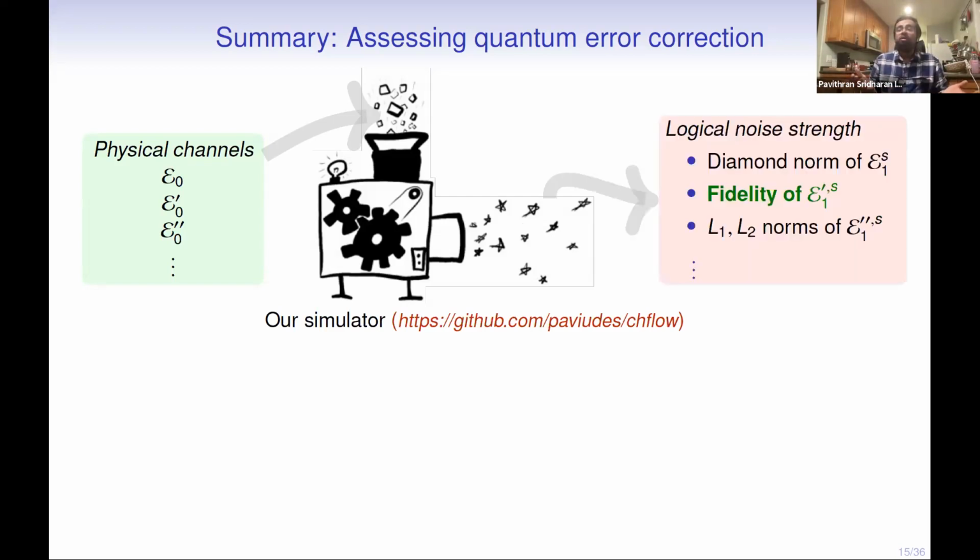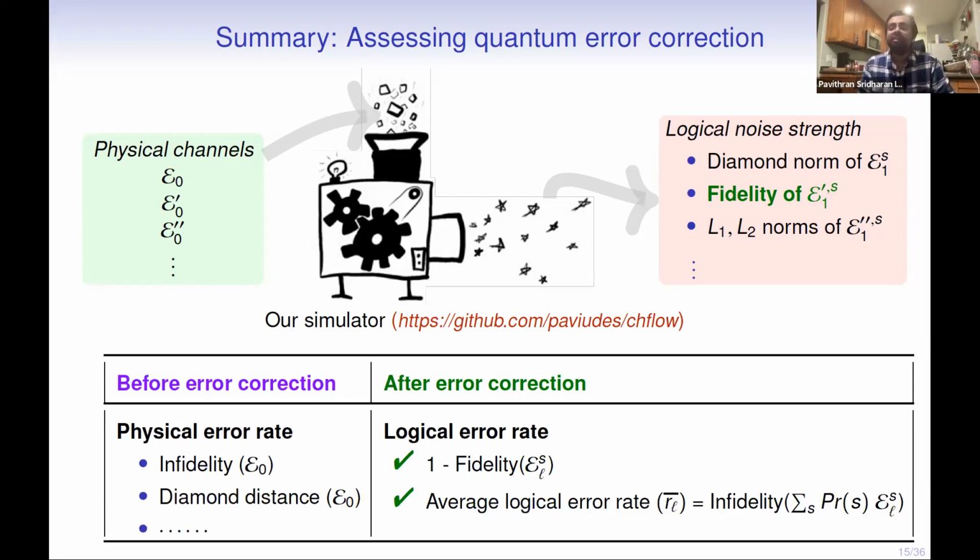Okay, so now we put physical channels into this mathematical step, and it gives out a logical channel on which we can compute several noise strengths. It doesn't matter what noise strength we compute because they all have monotonic properties, but in the interest of eventually being able to measure it experimentally, let's say we choose fidelity on the logical qubit. So before error correction, we have physical error rates. After error correction, we have logical error rates. The question is, are the ones on the left correlated with the ones on the right?